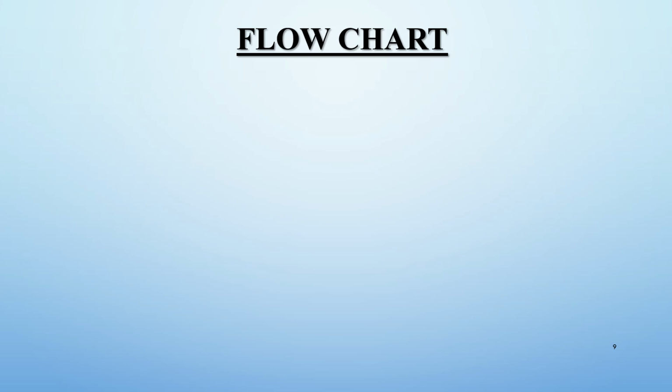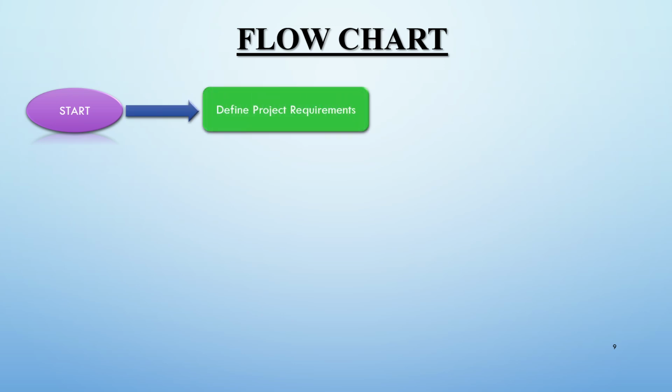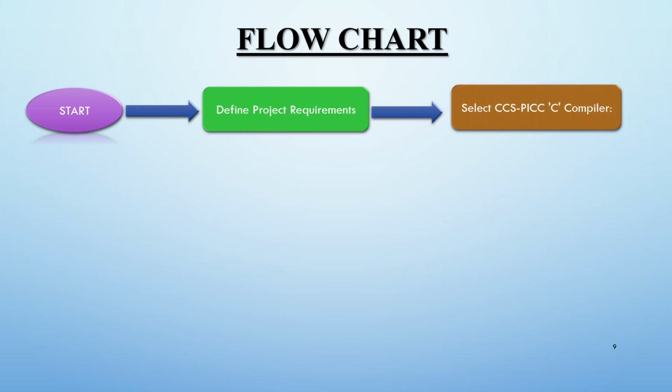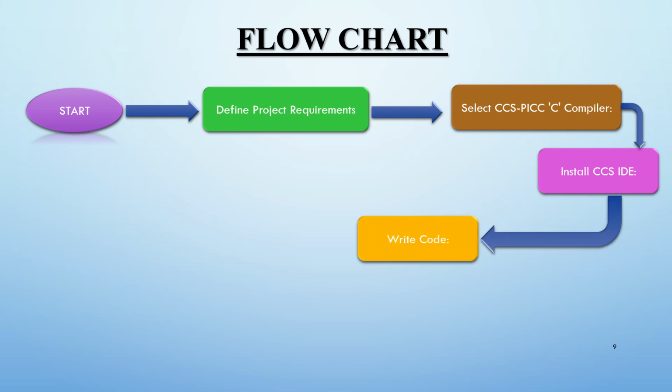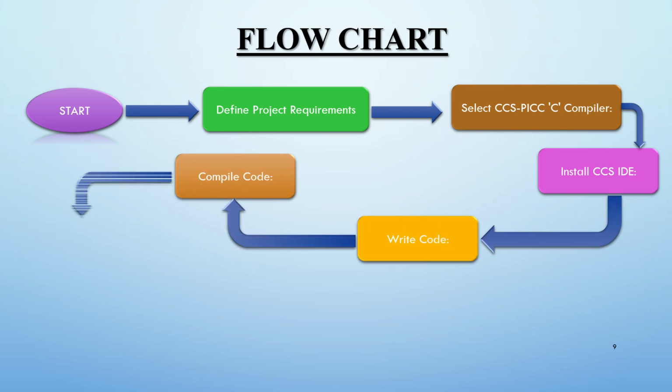Flowchart. Here we will study the process from start to end of CCS PICC C Compiler. After start, we will go to define our project requirements. After that, we will select CCS PICC C Compiler and install CCS C IDE. After that, we will write the code and compile it.